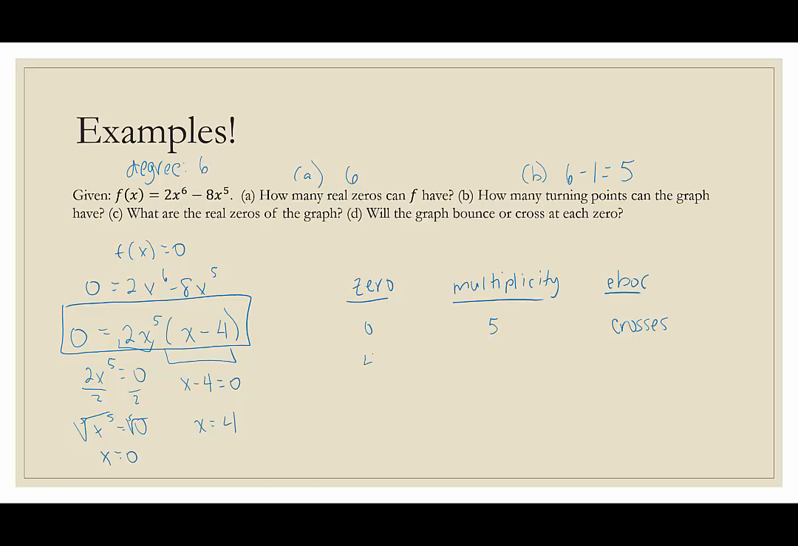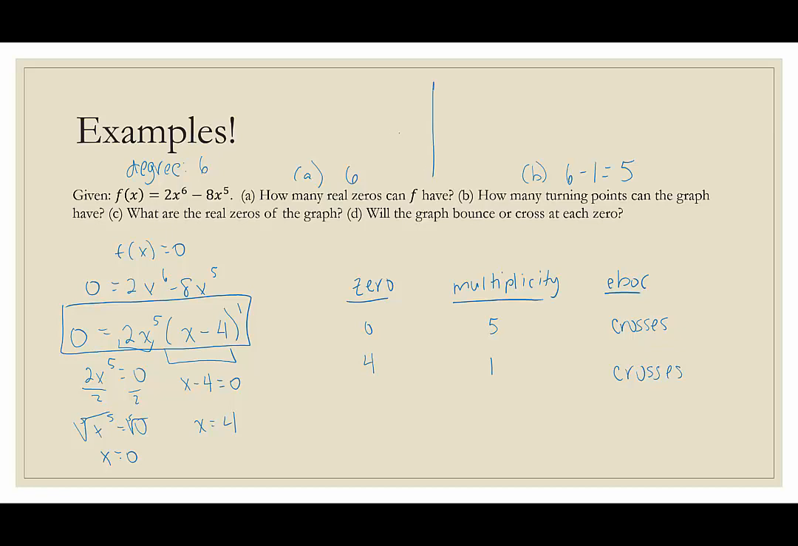Okay, the other zero was 4. Now it just says x minus 4 and then there's no exponent behind it. So what is the exponent behind it? That would be an exponent of 1. So even though 1 is not a repeated zero, we can still say that 4 has a multiplicity of 1. We care that it is odd, indicating to us that the graph will cross at that intercept 4. It's going to cross, it's not going to bounce.